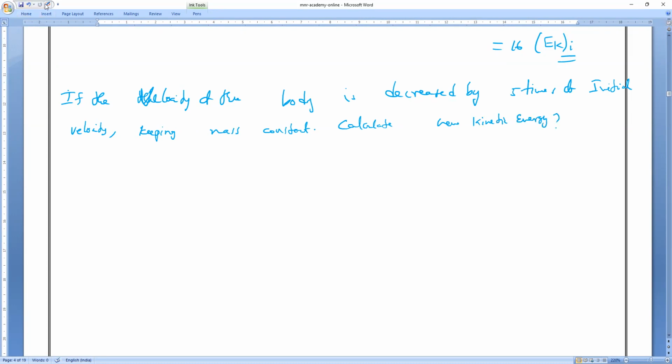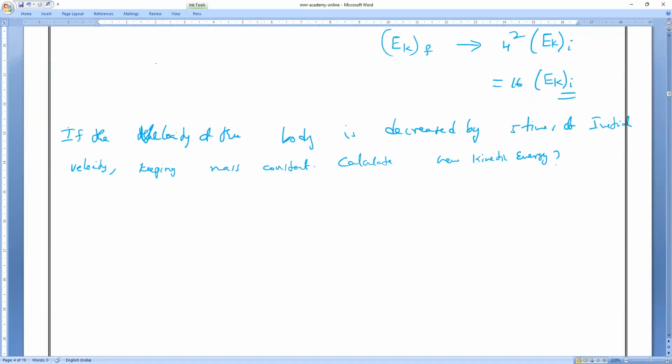1/5, sir? No, wrong answer. Sir, we need to make the 5 as 1/5. Yes, decrease is what that means. You understand? So what is the initial kinetic energy? Ek is equal to half m v square. Let me take this as equation number one. Now the velocity decreases, which means 1/5, so it is decreasing 5 times, 1/5 times of the initial velocity.